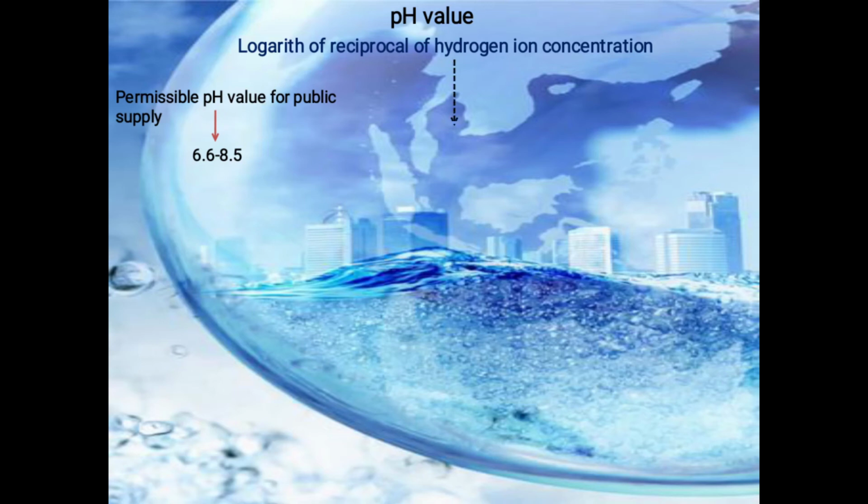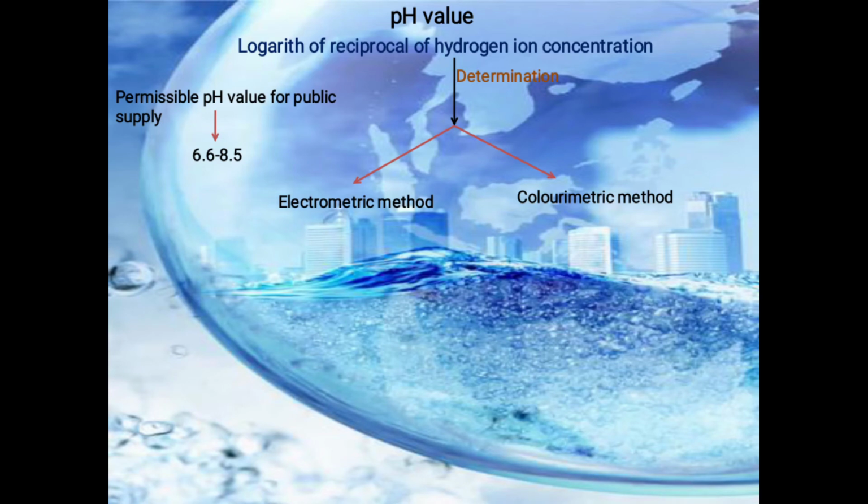Then determination of pH. pH is determined by two methods, electrometric method and colorimetric method. In electrometric method, specially prepared electrodes are dipped in water sample and are connected to the dry cell or electric mains. A meter is also connected to the electric circuit, which directly indicates the pH value of the water.